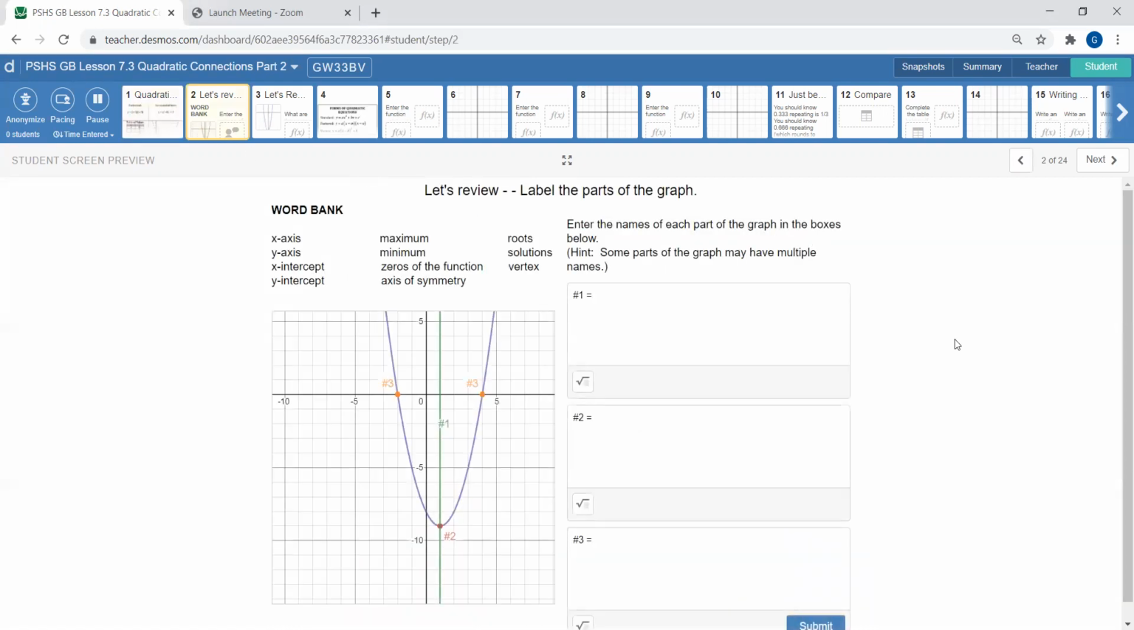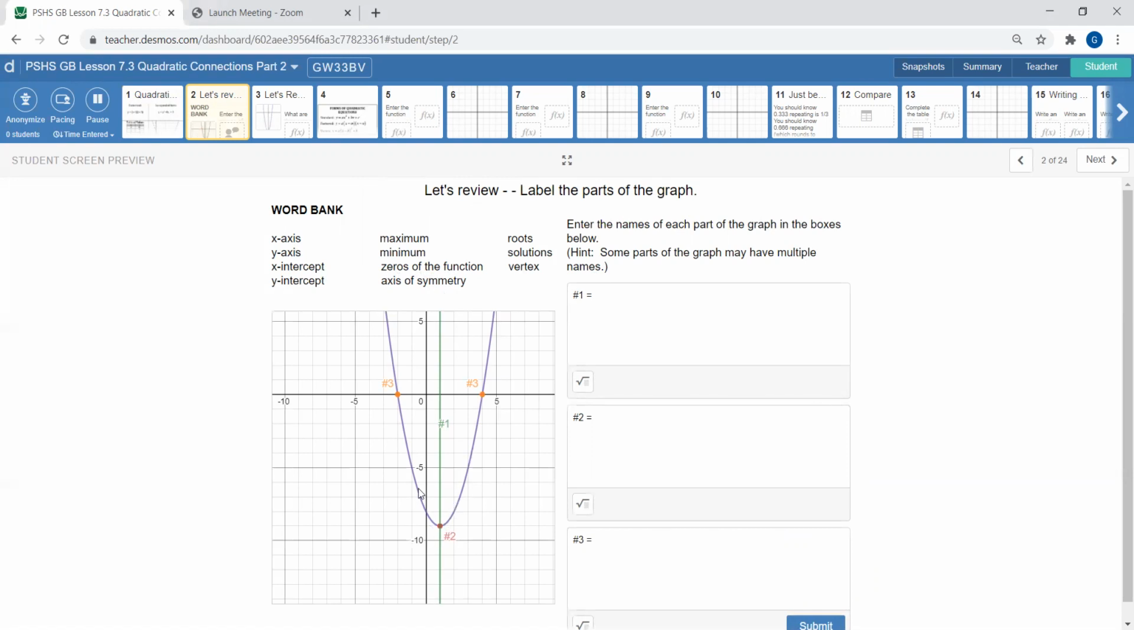Now, our first question just reminds us about a little bit of vocabulary, and we have to identify the parts that are shown here. And we do have a word bank here to choose from as well. Number 1 is probably more of an Algebra 2 question. So it's the part that goes through the middle of the graph. So it makes the graph symmetrical. So for that reason, it's called the axis of symmetry.